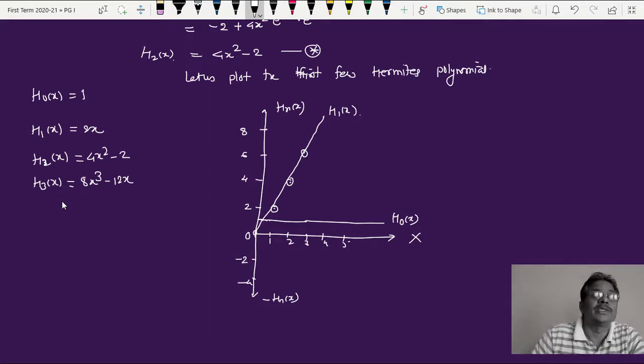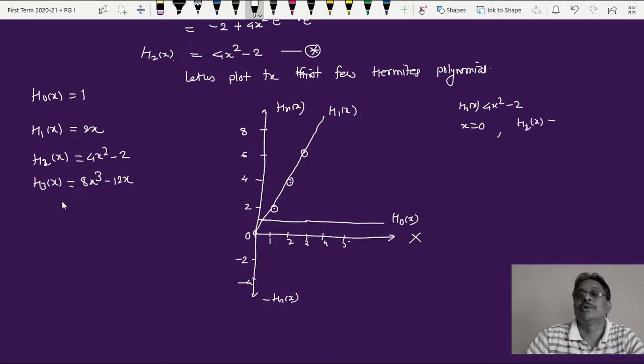Then put values of x for h2 of x, which is 4x square minus 2. Now this is my h2 of x. Put x equal to 0. When I put x equal to 0, h2 of x will be 0 minus 2, it is minus 2. So I'll get this point. Put x equal to 1. Now h2 of x will be equal to 4 into 1 minus 2, so that will be simply 2. So when I put 1, I'll get 2 here.